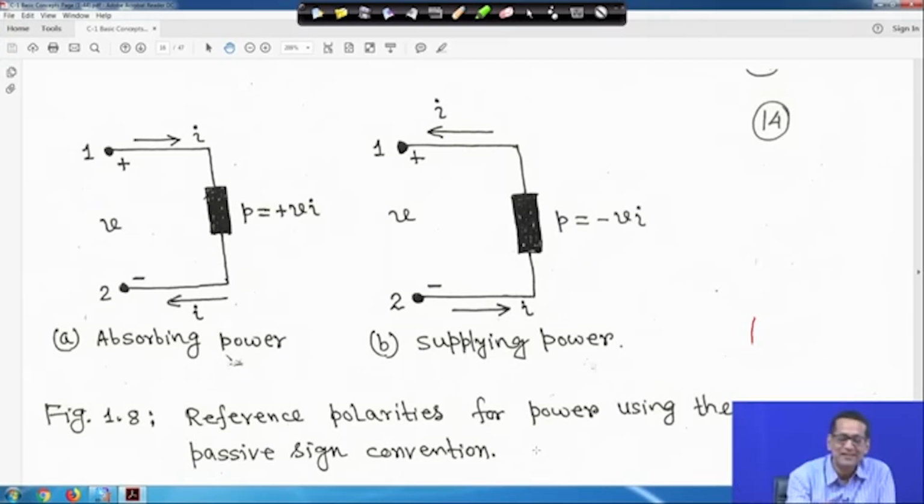So, that means when current enters the positive terminal, I should be positive. When current leaves the positive terminal, I should be negative. So, when it is positive, the element is absorbing power. When it is negative, minus V I means the element is supplying or delivering power, right. That is why it is minus V I.